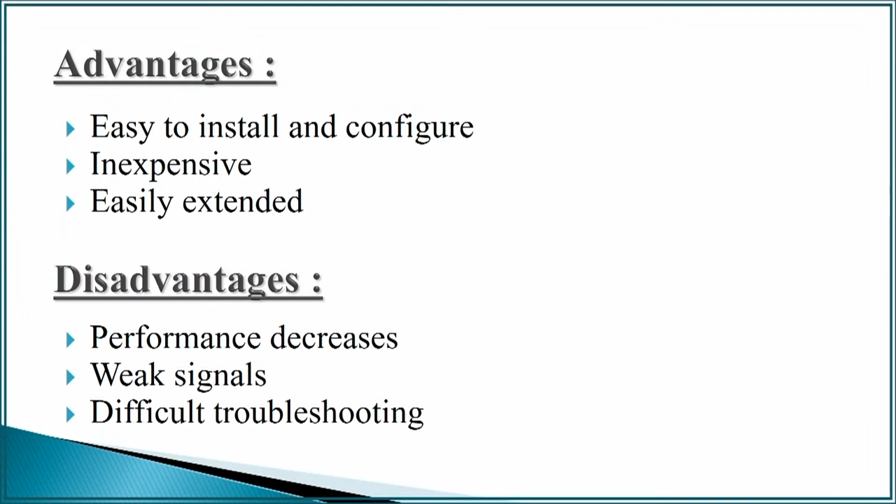Advantages of a bus topology. It is easy to install and configure, very easy. If we have to connect another system, we can just add that system into the bus. It is inexpensive and it can be easily extended. Next are disadvantages: performance decreases, weak signals, and difficult troubleshooting. If there is not proper communication happening, it is difficult to identify from which node errors are happening.